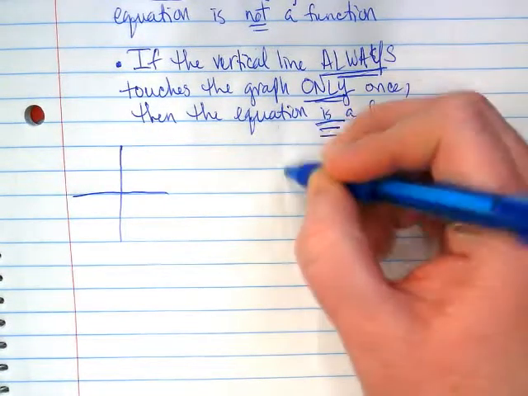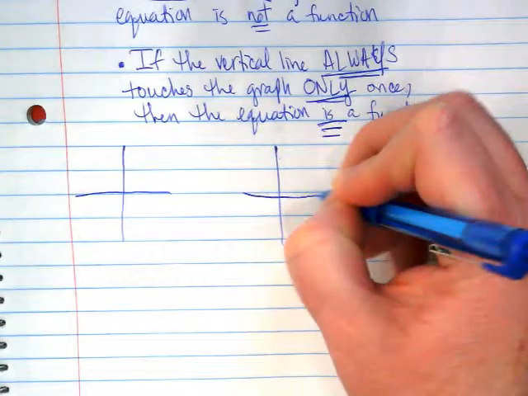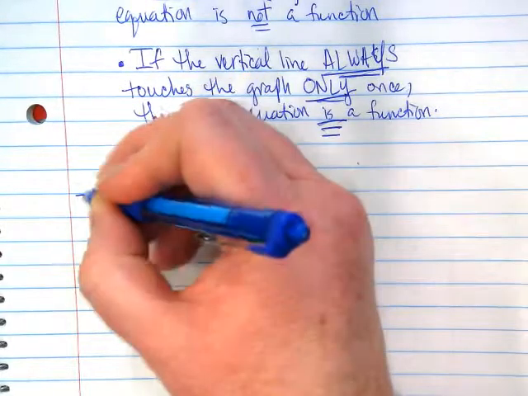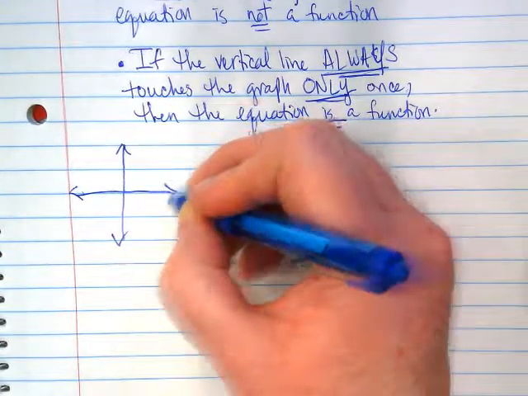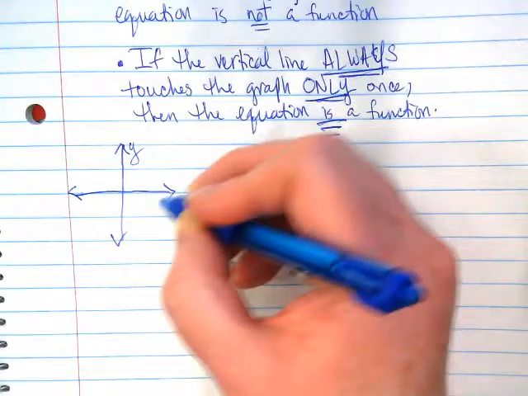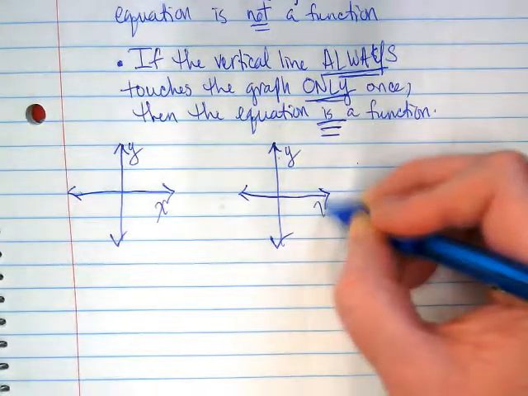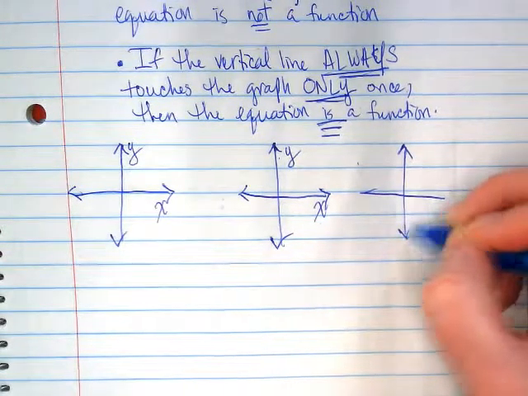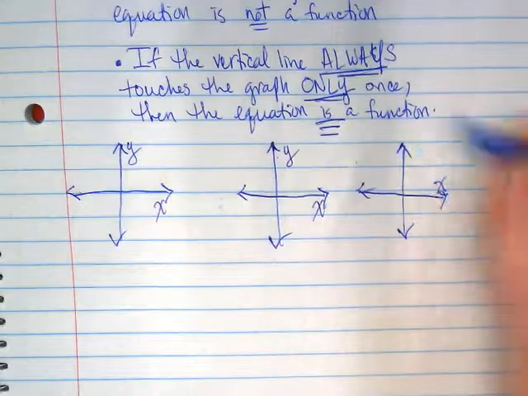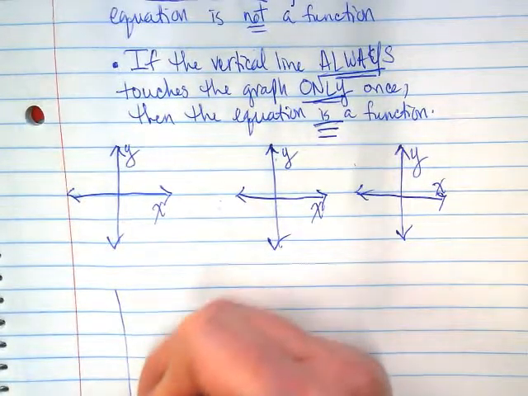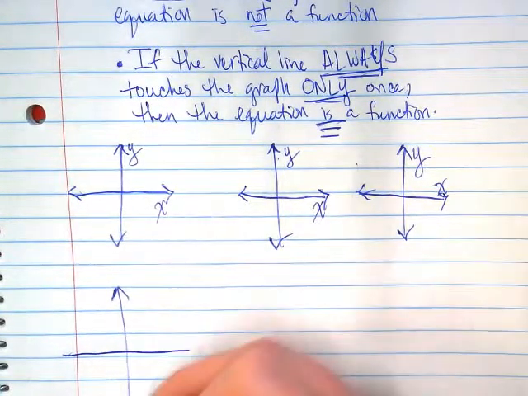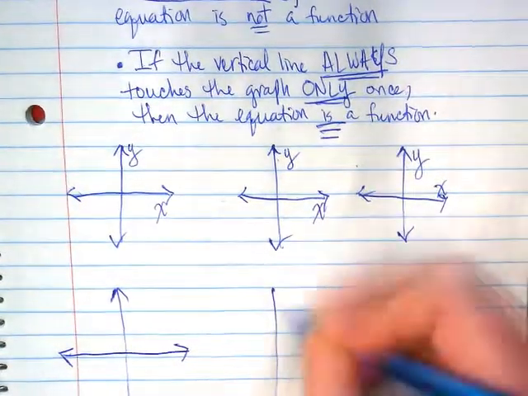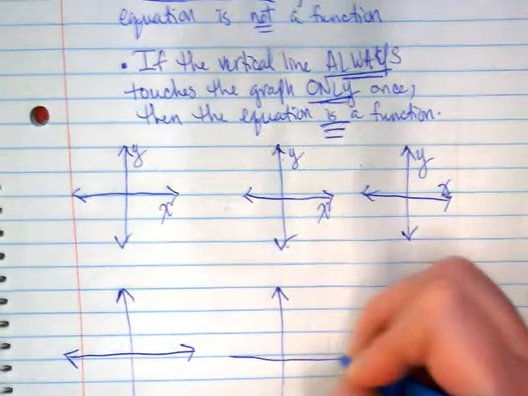How about if we just make six little mini graphs down here? We should always have the arrows showing these go on forever and ever and ever. If you want to be detailed, you could label the x, y axes on these. Make six of them, please. We're going to make a few different example graphs to show what this looks like in practice.